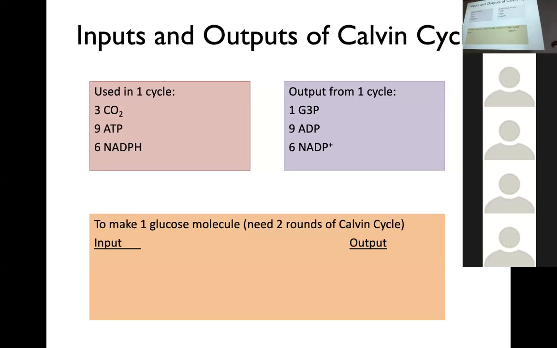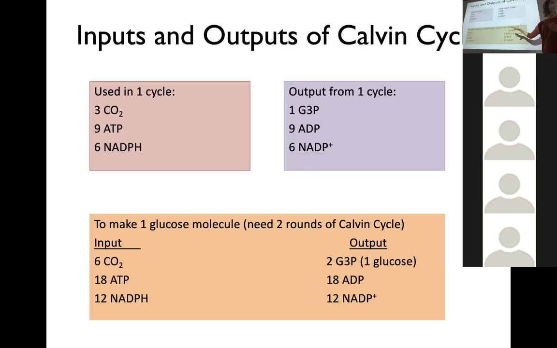Okay, so then let's look at, we need 2 rounds of the Calvin cycle to make one glucose molecule, because we need 2 of these. 2 G3Ps. So the input total, obviously, I'm just doubling what is up here. So this is just double. 6 CO2, 18 ATP, and 12 NADPH. That's what's going into making one of those 6 carbon glucose molecules. Here you get our 1 glucose. Yay, 2 of those G3Ps. That's our goal.